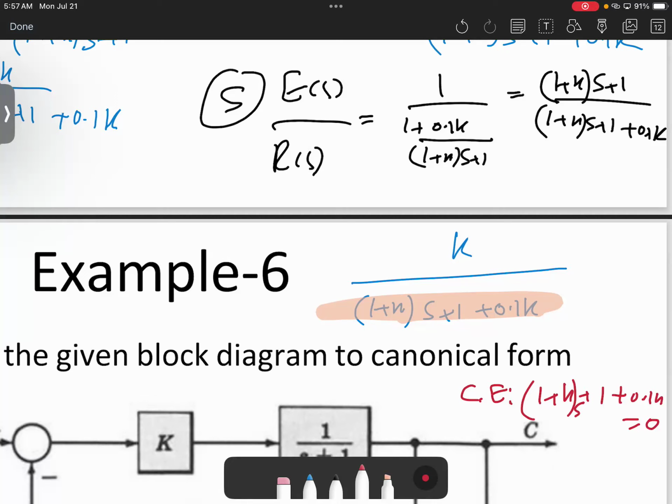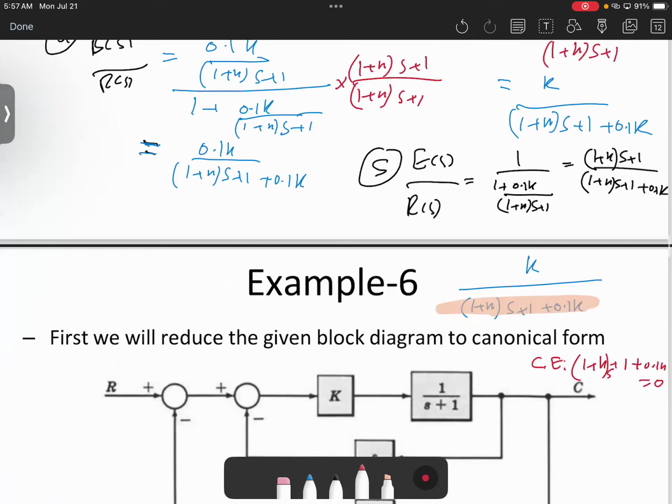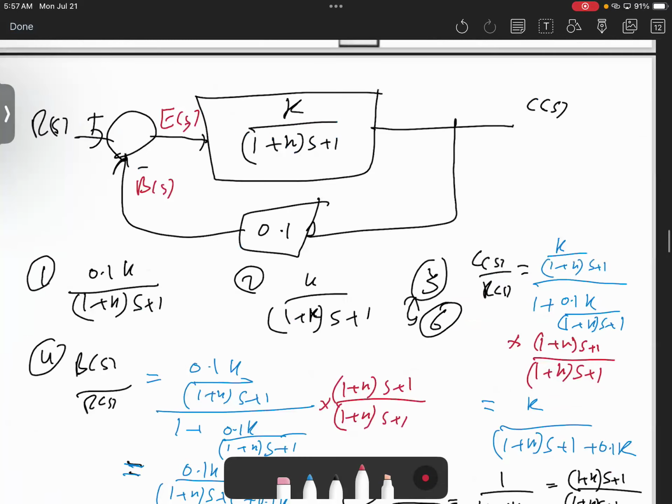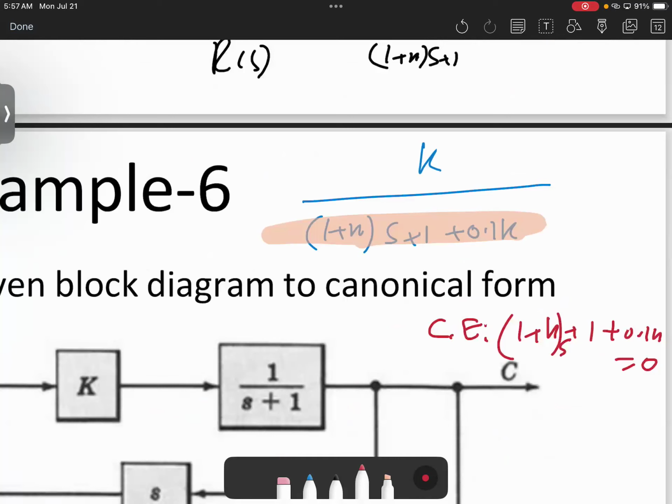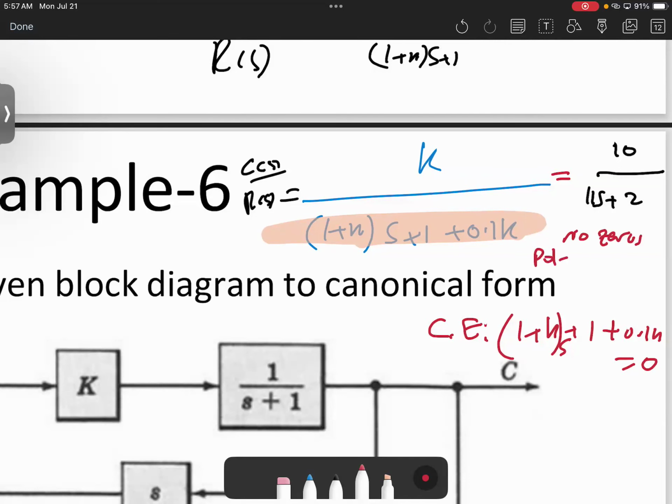Okay? And the last thing, assume k equals 10. Then if k equals 10, this yields the closed loop transfer function C of s over R of s as 10 divided by 11s plus 2. Then how about the poles and zeros? No zeros. There is one pole at s equals -2 over 11. Okay?